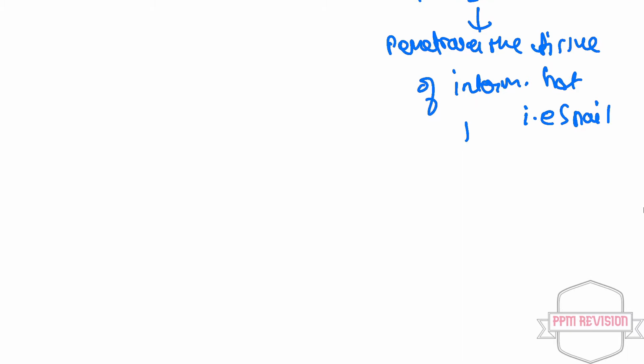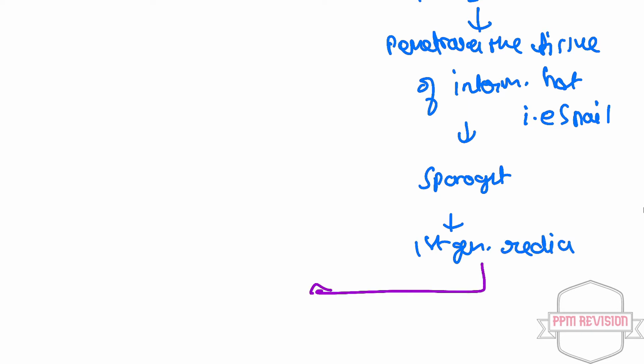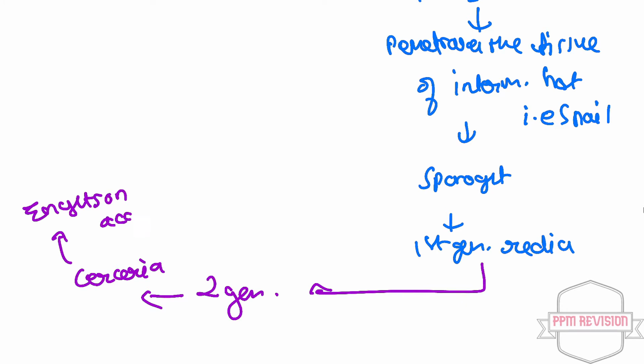Then it moves on to the sporocyst, and we have the first generation redia. It progresses to the second generation. Then we have the cercaria. These are all nothing but the maturation stages, and it ends on aquatic vegetation. This needs to be known. Then there's formation of metacercaria.